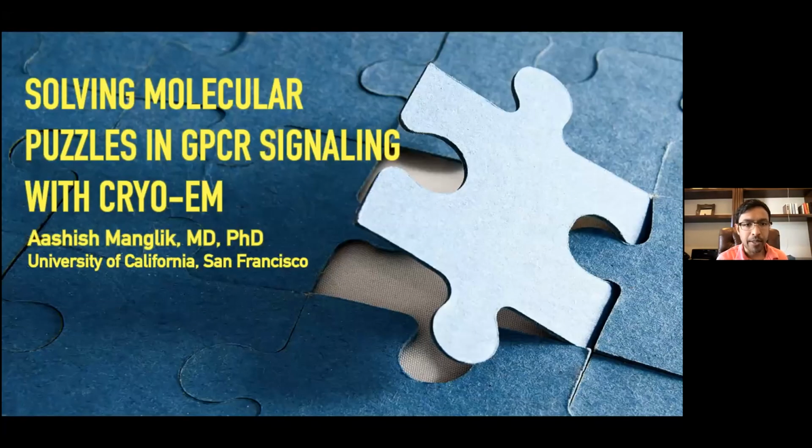So, my background really is in structural biology, trained as a crystallographer in Brian Kobilka's lab, and what I'll hopefully get across to you today is how cryo-EM has completely revolutionized our ability to peer into how GPCRs work. And I'll focus really on one system just to give you a sense for how quickly and how much more rapidly we're able to move compared to where we were about 5 or 6 years ago. So again, the title of my talk is Solving Molecular Puzzles in GPCR Signaling.